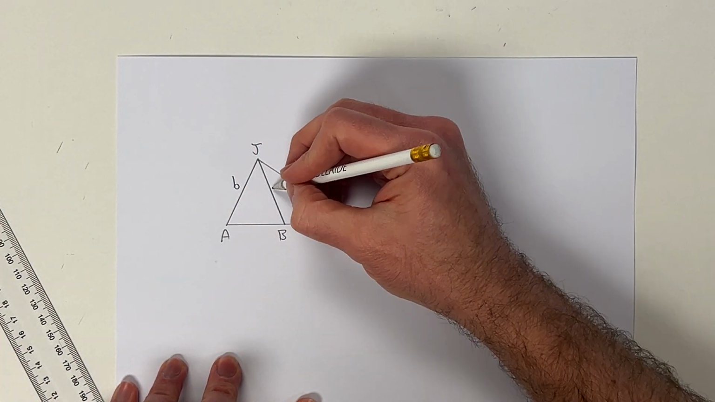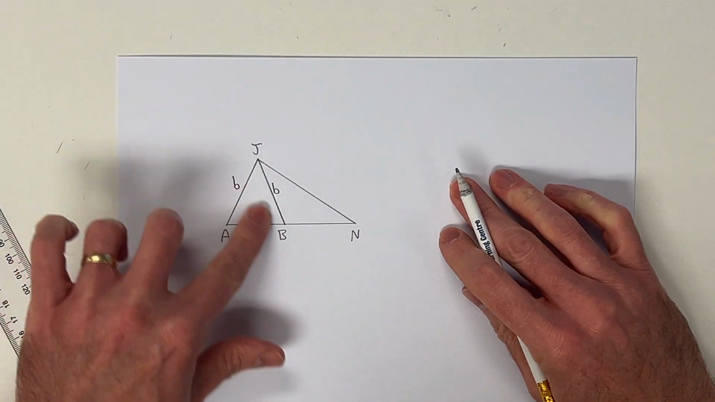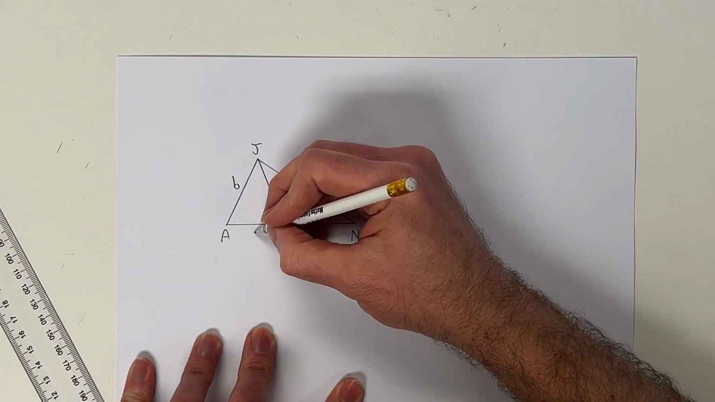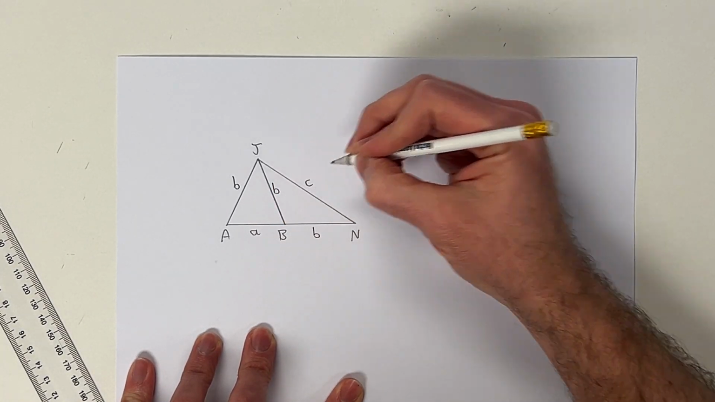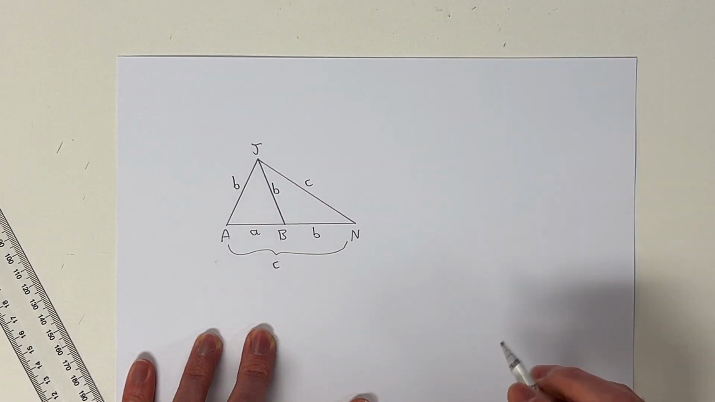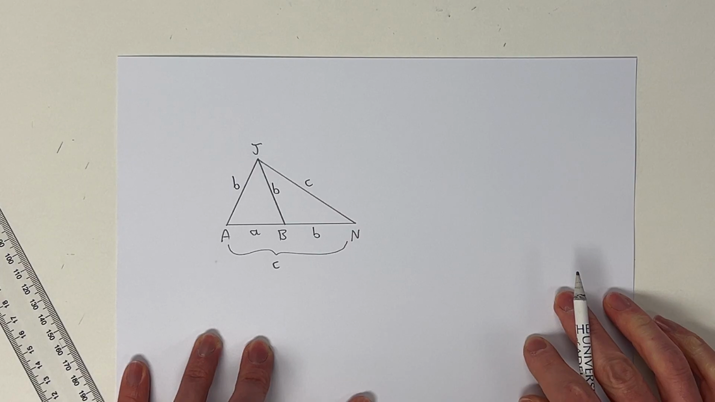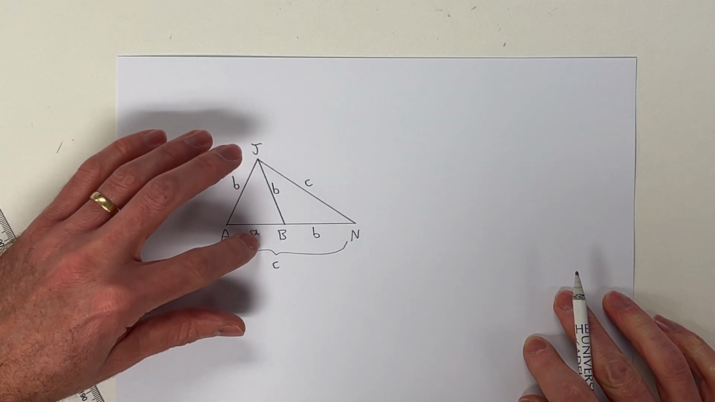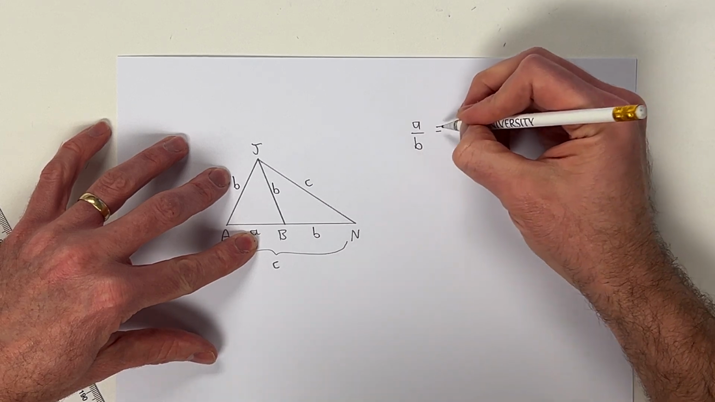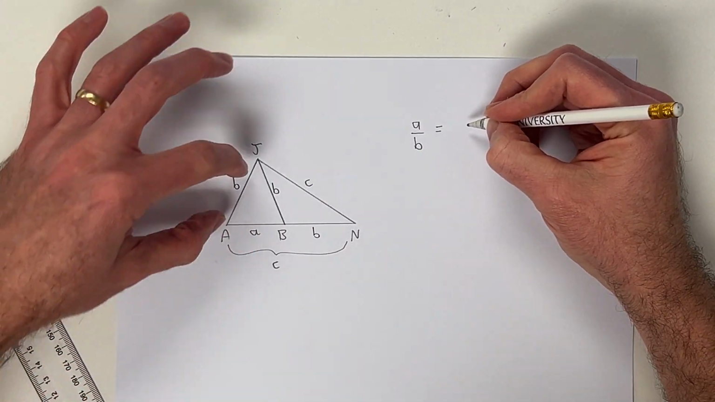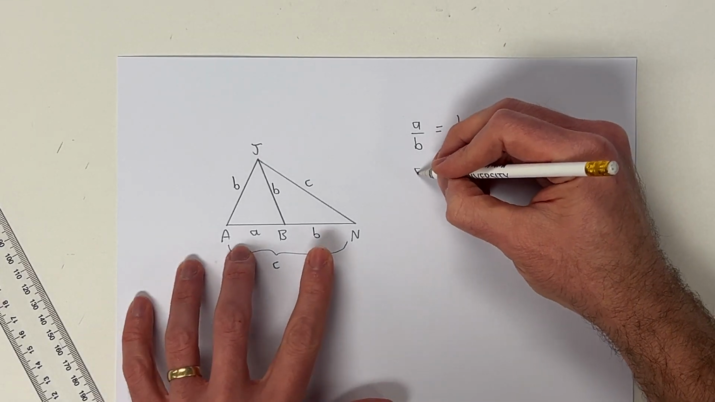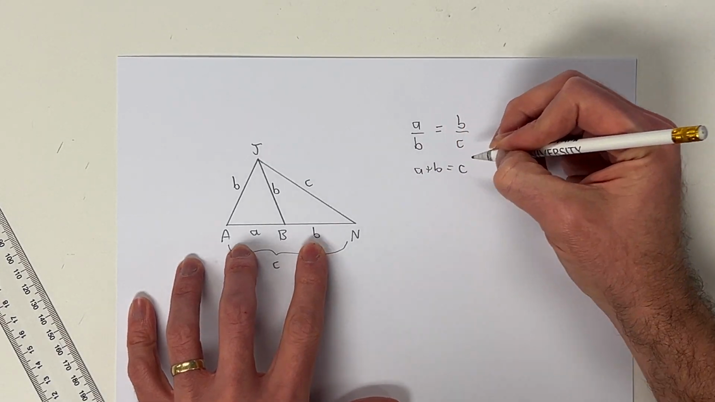Then because of isosceles triangles, this one's B. And because of this isosceles triangle, this one's B. I'm going to call this smallest one here A and this longest one here C. And look, this is also an isosceles triangle, so that's C there. So because of similar triangles, A divided by B is going to be the same as B divided by C. And also, A plus B is equal to C.